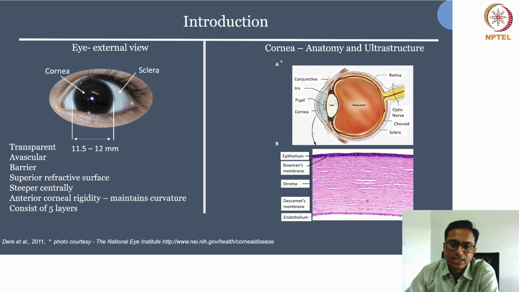the resident cells are keratocytes. These are the keratocytes you can clearly see. These keratocytes are present, and they maintain the tissue structure of this stroma.